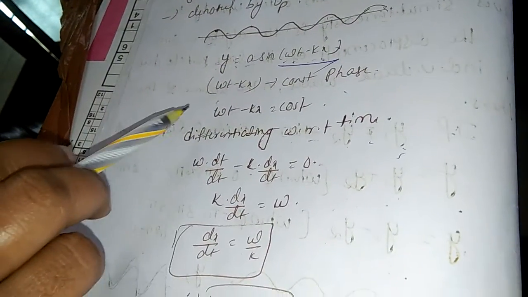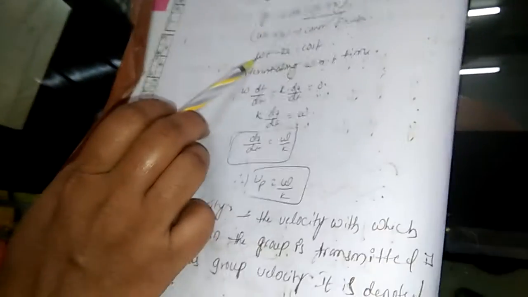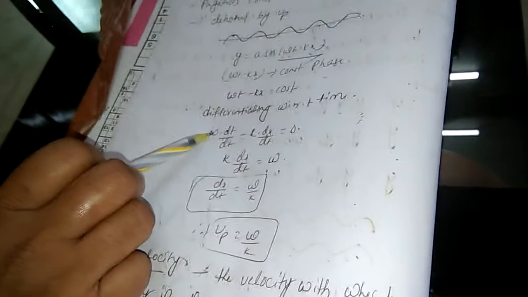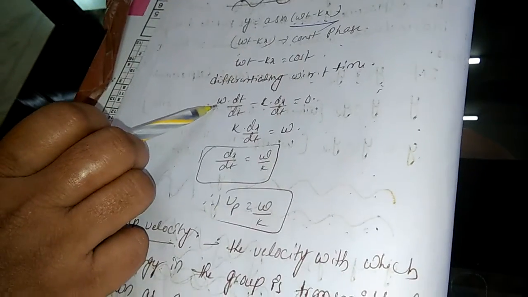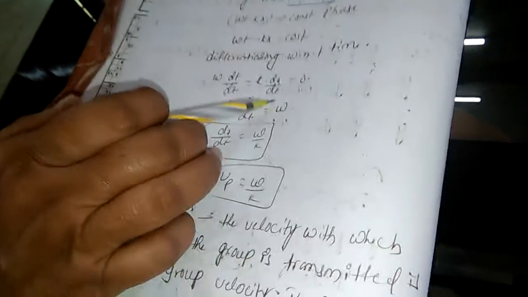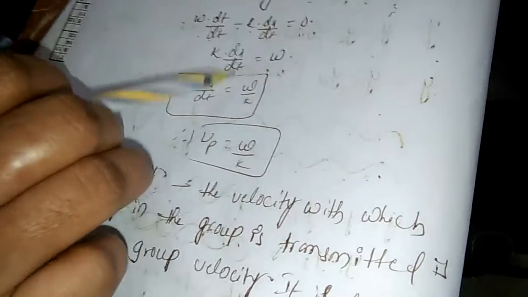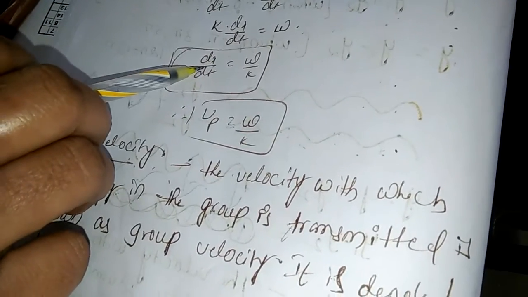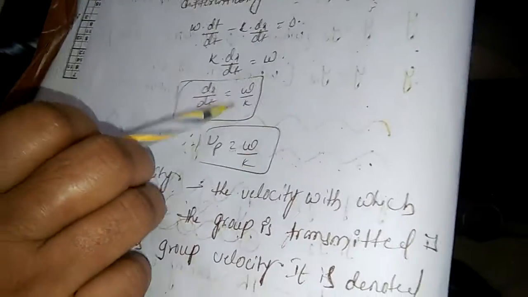Next, differentiating the above equation with respect to time, using the UV method. Omega times dt by dt, minus k times dx by dt, equals 0. Taking k to the right side, k into dx by dt is equal to omega. From this, dx by dt is equal to omega by k.